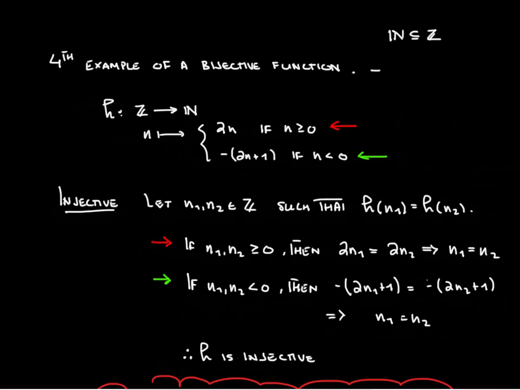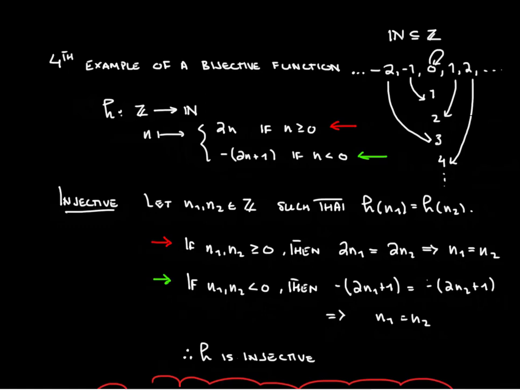If you take minus 2, minus 1, 0, 1, 2, etc., and you write the natural numbers in a column, so 0, 1, 2, 3, 4, etc., what you can do is assign 0 to itself. 1 will be assigned to 2, 2 will be assigned to 4, and for the negative numbers, minus 1 is going to be assigned to 1, and minus 2 will be assigned to 3. And if you use this rule, you're going to cover every element in both sets. That's pretty cool.